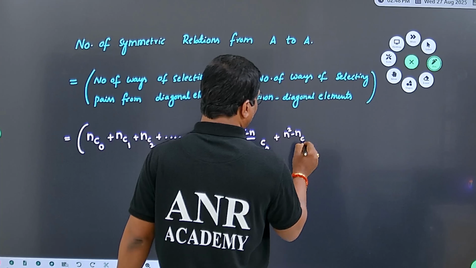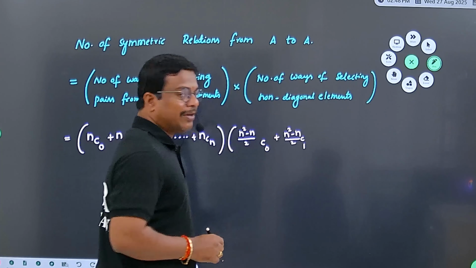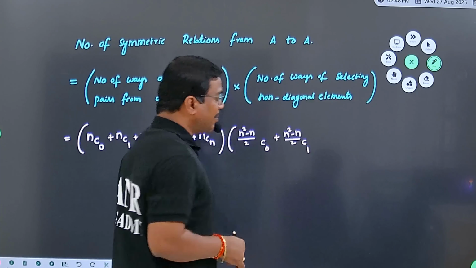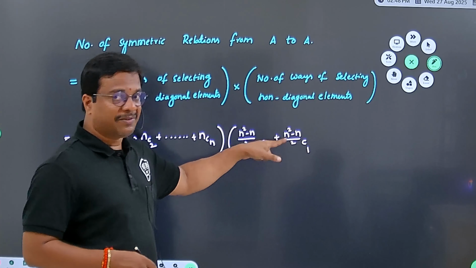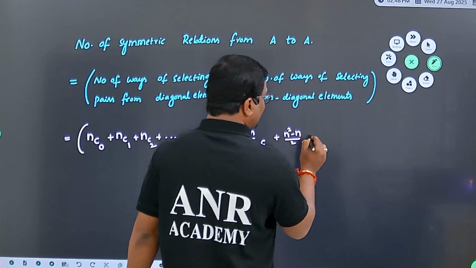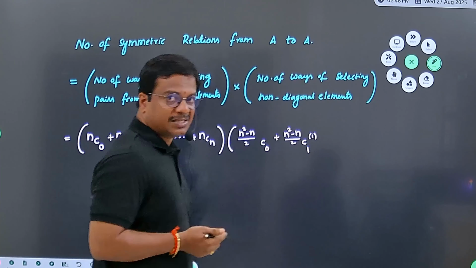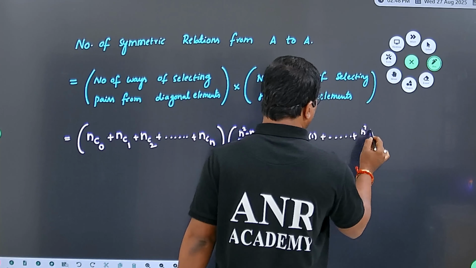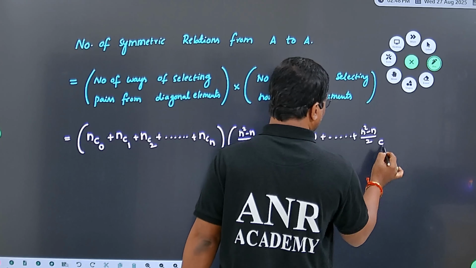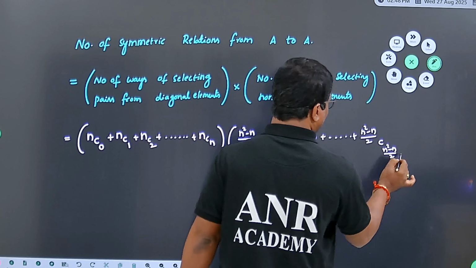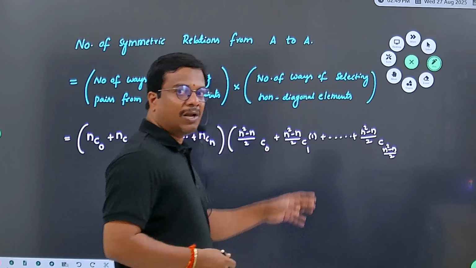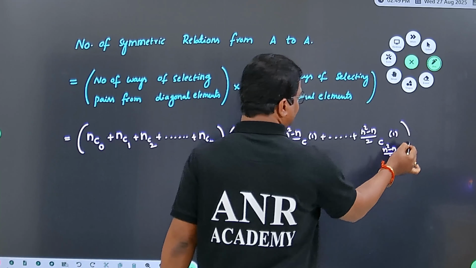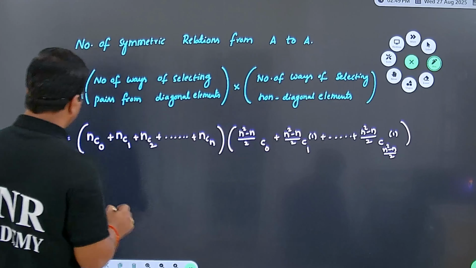Next, plus, you may select only one non-diagonal entry. Only one non-diagonal entry. From the upper half, if you select one, then from the lower half there is a fixed chance, only one. So in this way, you have to continue up to (n² − n)/2 C (n² − n)/2, entire values, all of them selected. And here there is only one chance to select from the lower half.